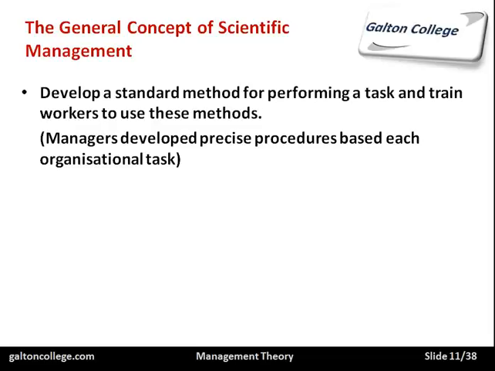The managers should work out precise procedures, work out exactly what needs to be done, and then train the workers to perform the task exactly like the way it was worked out by the managers in the earlier phase. So the workers were functionaries. They were there to do specific tasks, do them exactly as set out by the managers.